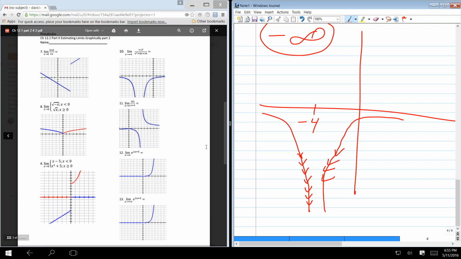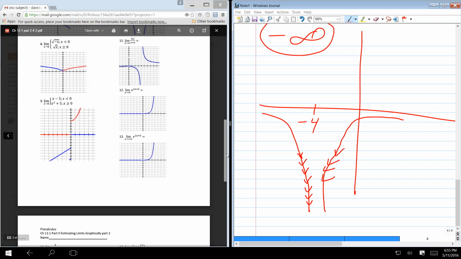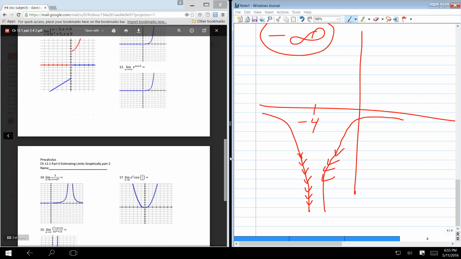Now number 12. As x goes to infinity, what happens to e to the 2x minus 5? It goes to infinity? Yeah, exactly. And you would expect it to. If I say e to the infinite power, well, that's infinity. True. How about number 13?